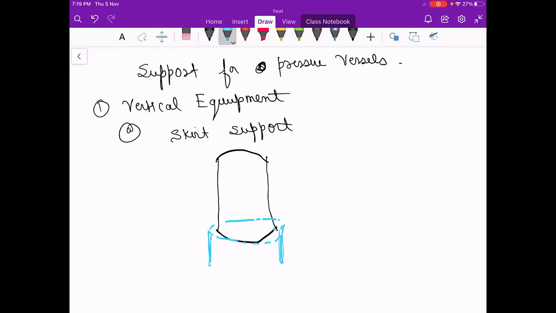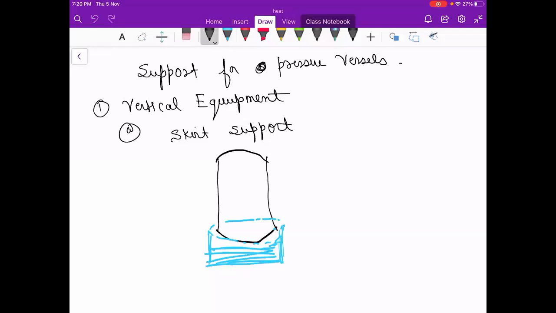Okay, so this is skirt. So to give you the, in that it will be fixed, so it is like support. Okay, so this will be skirt support. Black one is your equipment and blue one you can say basically it is a supporting like that. Basically these are most suitable for the taller vessels, because you give a very major loading here.